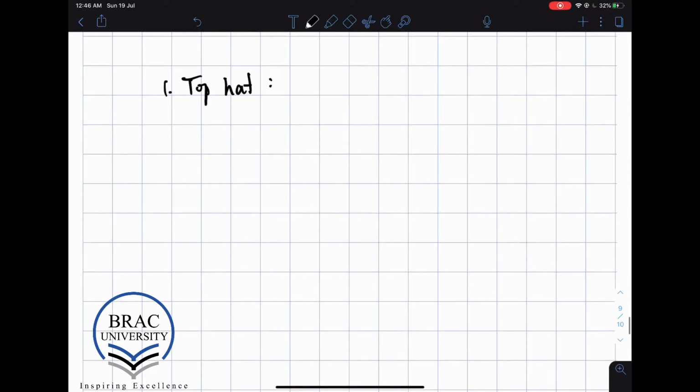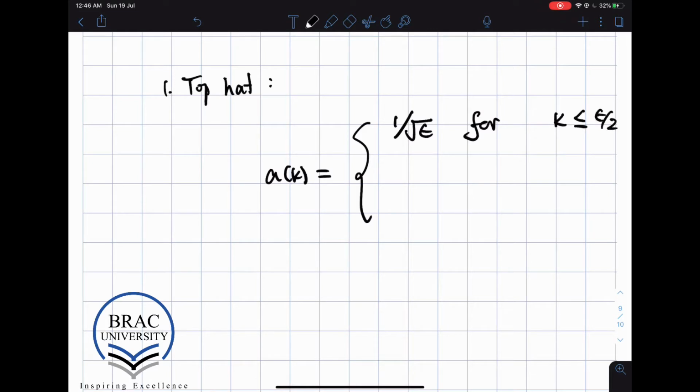So the top hat function, let's start with the k space. Let's take a function in k space. So A of k is going to be some constant, which is 1 over square root of epsilon, where epsilon is a positive number, for k less than or equal to epsilon by 2, greater than or equal to minus epsilon by 2. And it's 0 otherwise, right? So, what does it look like? It looks something like this.